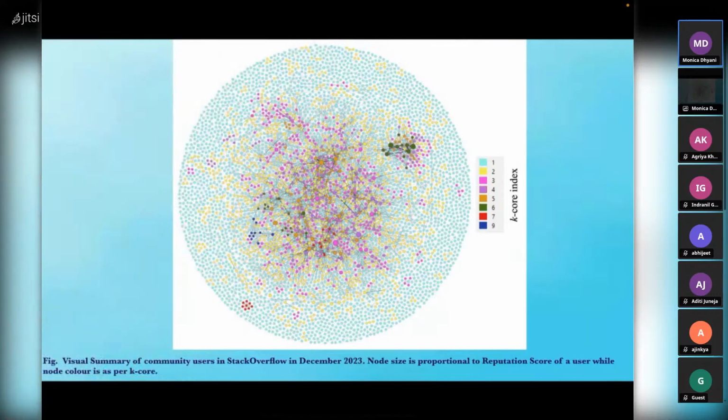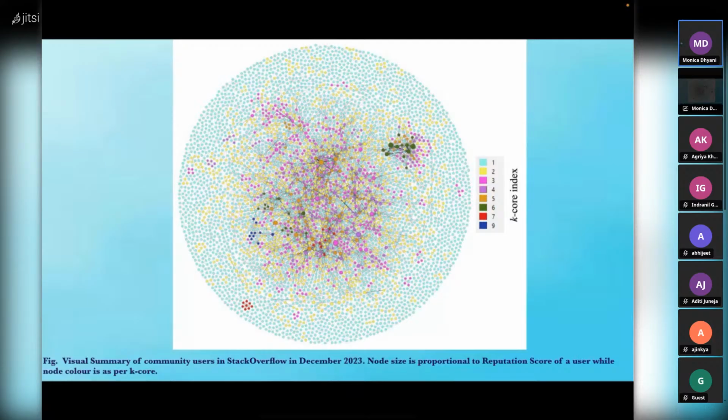So this is the network that I got, prepared in Gephi, which is a network visualization software. This is the network for December 2023, where node size is proportional to the repetition score, and the node color is as per the K-core. Here you can see the color palette showing different K-core indices. As the K-core index gets bigger and bigger, the color gets darker.